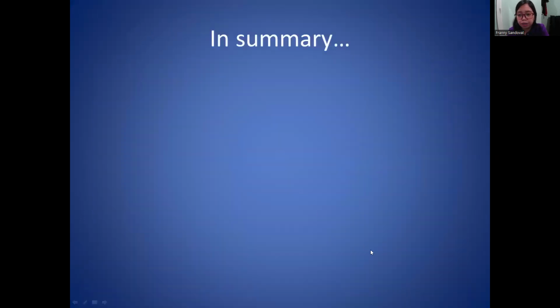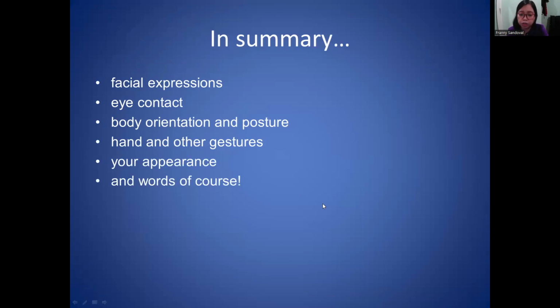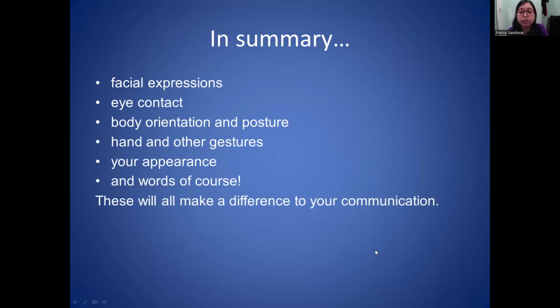In summary, facial expressions, eye contact, body orientation and posture, hand and other gestures, your appearance, and words, of course, will make a difference to your communication. We usually do all this naturally. And let me add, good communicators check for agreement between verbal and non-verbal communication.